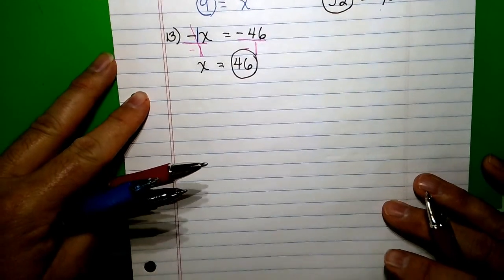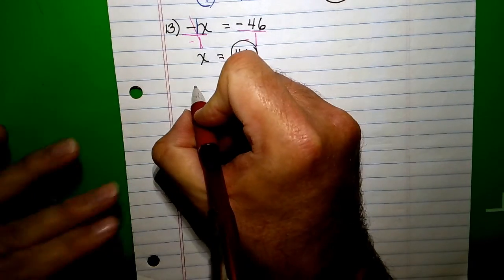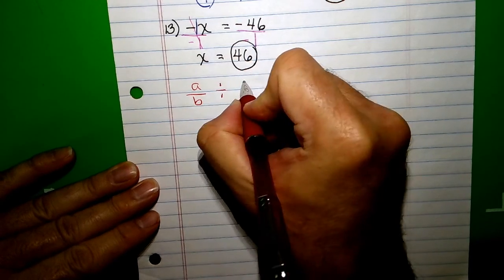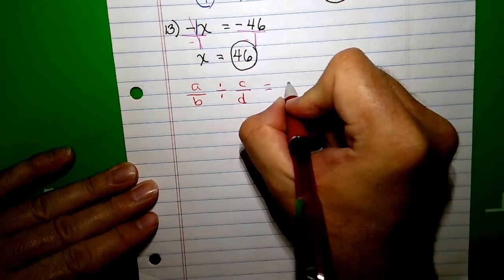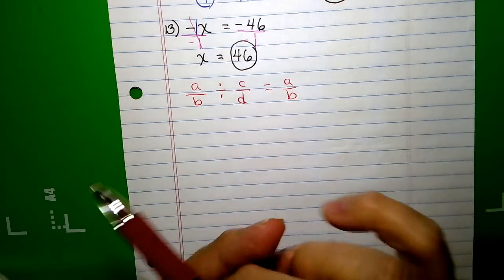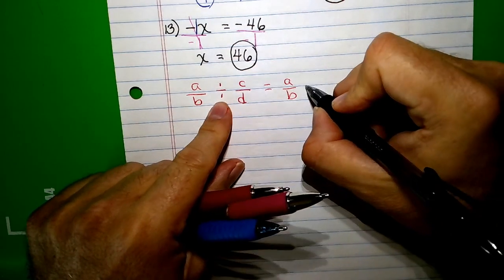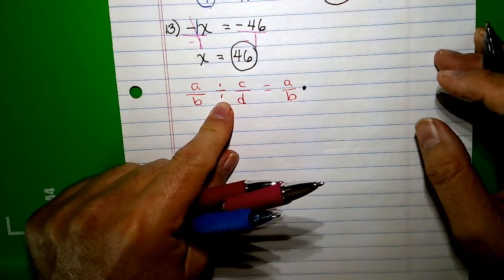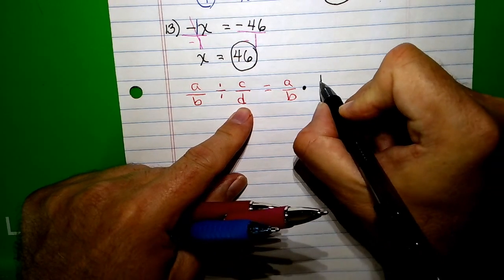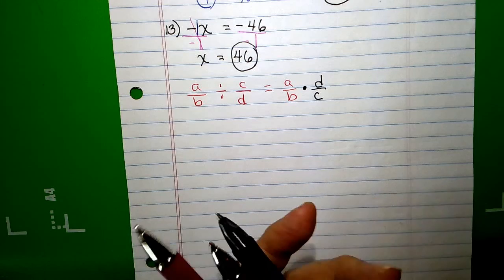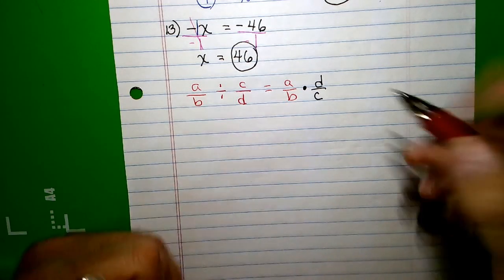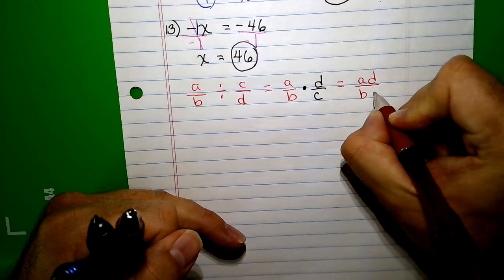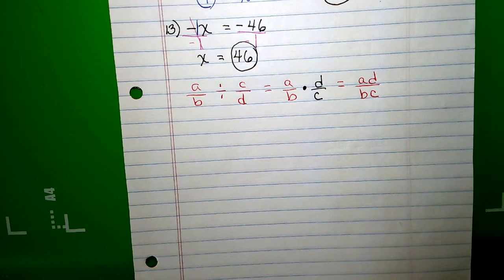Remember how to divide fractions. If you're trying to divide fractions, a over b divided by c over d, you flip and multiply: change the division to a multiplication, and then flip this way. You may have reviewed dividing fractions earlier. That gives AD divided by BC.